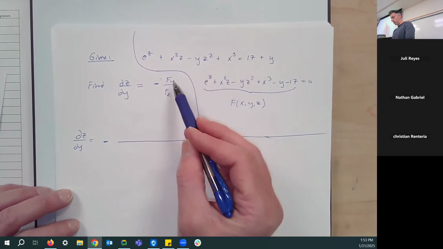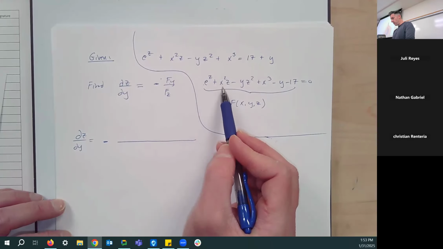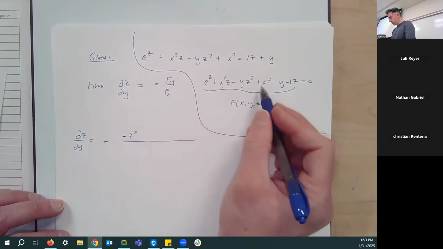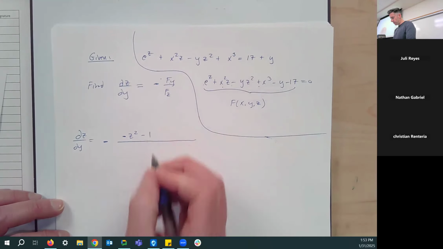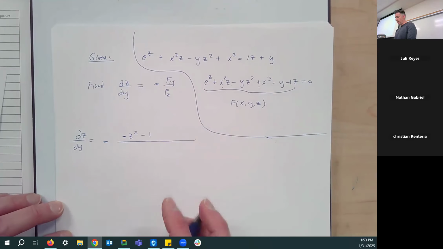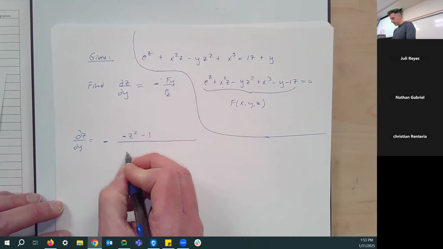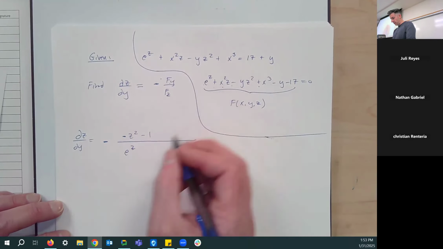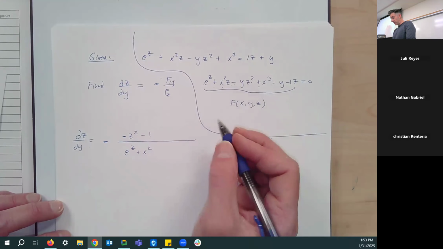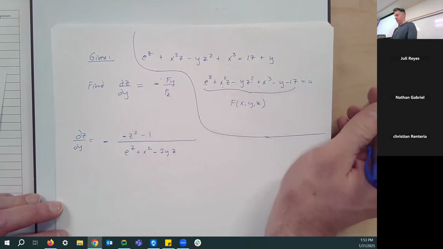So on top, we're going to have the partial with respect to y. So 0 plus 0 minus 1 times z squared plus 0 minus 1. They made that look terrible by putting all those x's in there. And then fz is going to be, derivative of e to the z is e to the z. Derivative of x squared z is going to be x squared. Derivative of yz squared is going to be 2yz, minus 2yz. And that's it as far as the z's go.